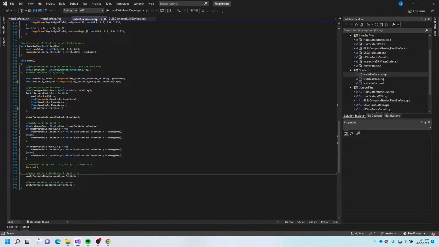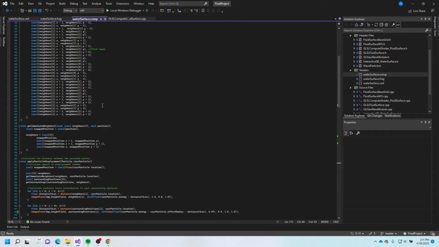This apply particle displacement is applying the displacement to the actual height field. This is storing our particles so that when we come back and run this computation shader again, the updated particle information, like its location, its energy, its velocity, all that stuff will still be there, and will actually be up to date, because that's pretty important.